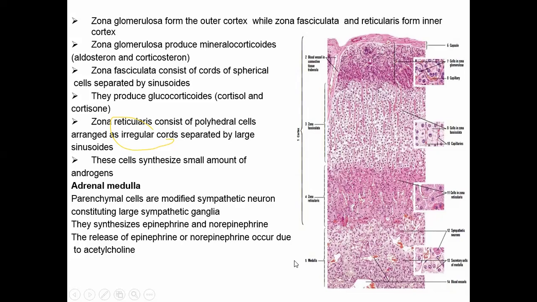As far as the adrenal medulla region is concerned, this region includes the adrenal medulla. The parenchymal cells of this region are modified sympathetic neurons. Mostly there are neuronal ganglia present, okay? And these are mostly involved in the production of adrenaline and noradrenaline, or epinephrine and norepinephrine. These are the hormones, and the release of these hormones occurs due to acetylcholine.